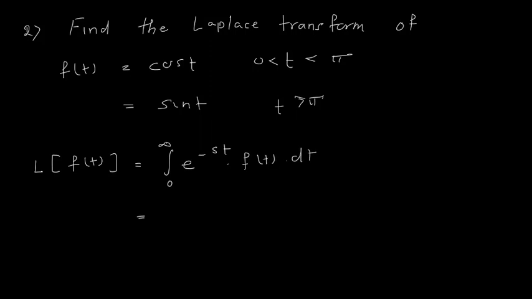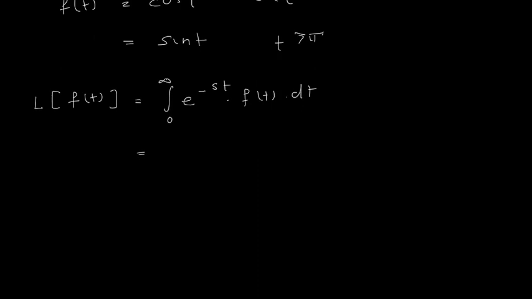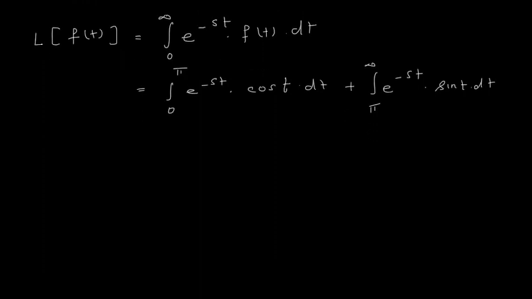Now here 0 to infinity, I will say that 0 to pi e raised to minus st into cos t dt plus pi to infinity e raised to minus st into sin t dt. Now again we have to implement integration by parts, but if you remember in 12th standard we have derived this kind of expressions and arrive at a formula. The formula we can use directly, so here is that formula.